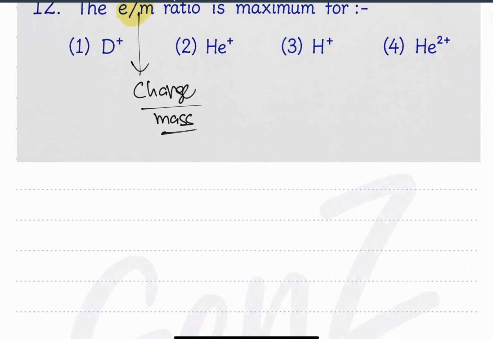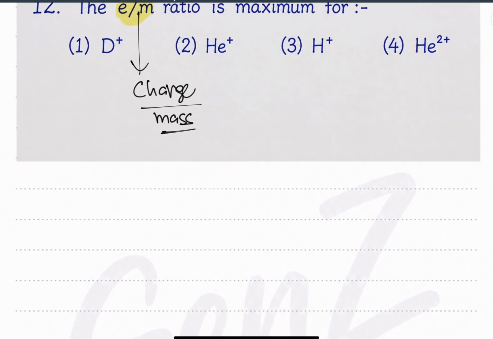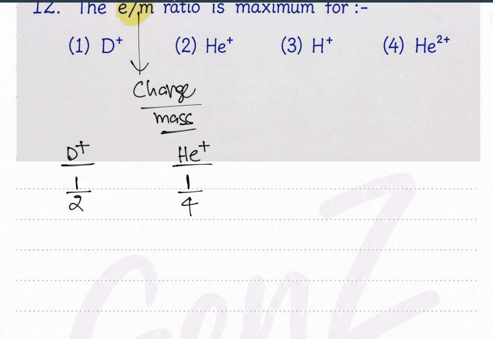Let us take relative charge and relative mass. Let me take D plus first of all. D plus charge is 1, mass is 2, so it is 1 by 2. Next, helium plus: charge is 1 plus, mass is 4, so it is 1 divided by 4, as the mass of helium is 4.